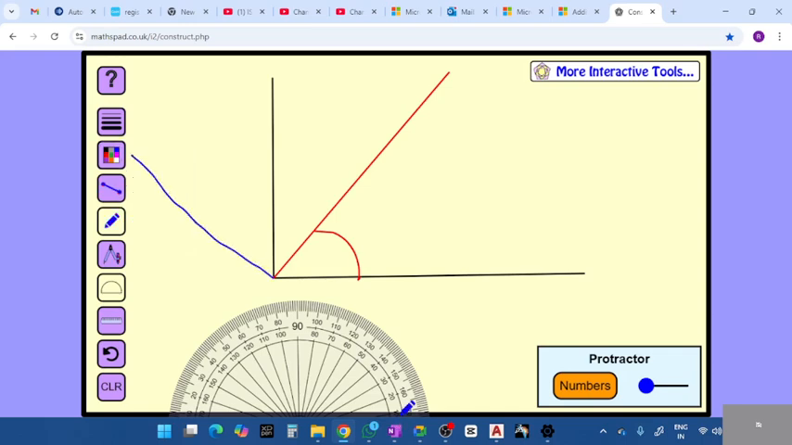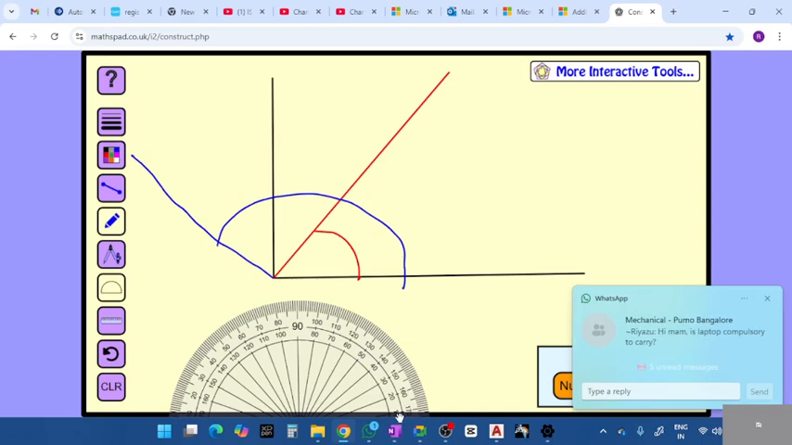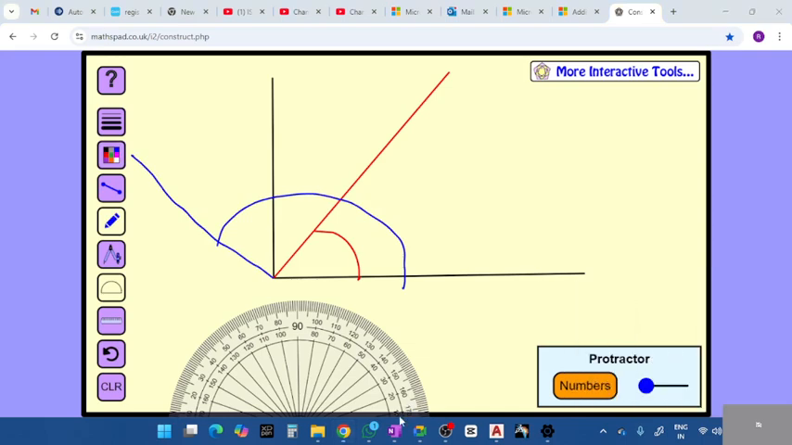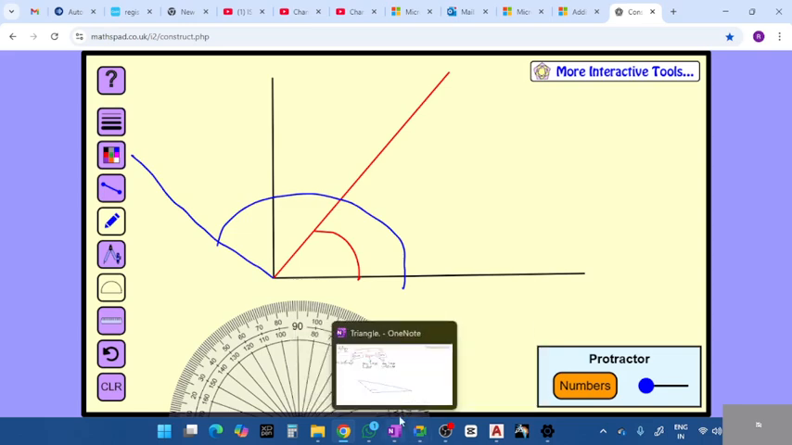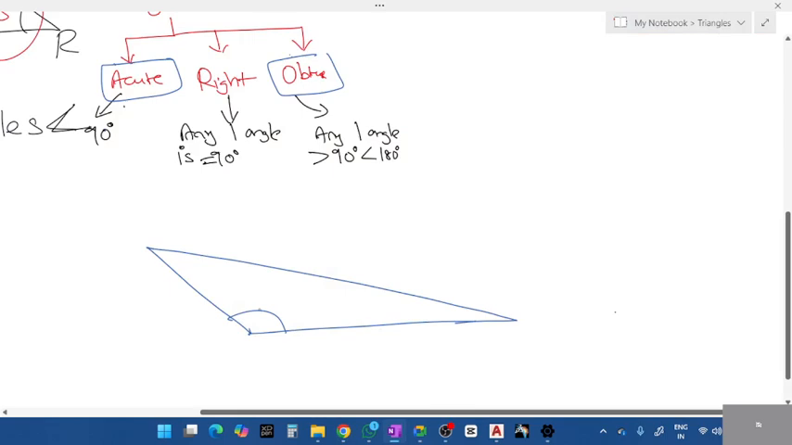What about this blue one? Greater than 90 degrees. If it is greater than 90, what do you call it? Which angle is that? Obtuse angle. So can you see here, A, B, C? Angle B is less than 90, equal to 90, or greater than 90?